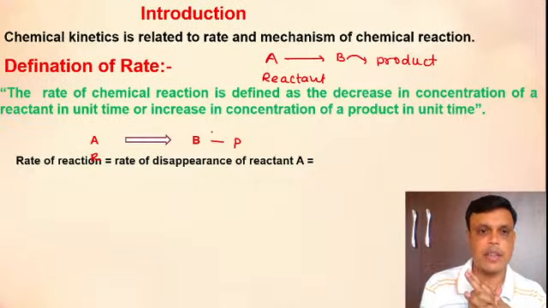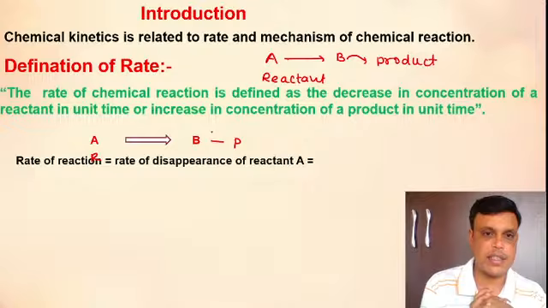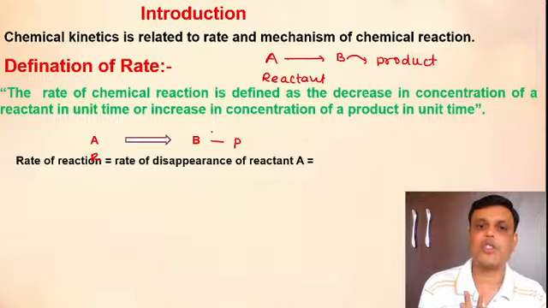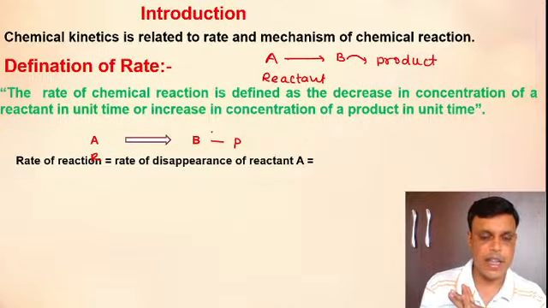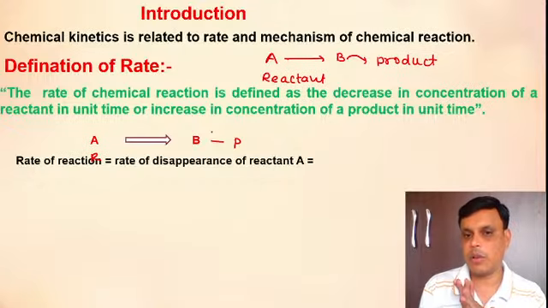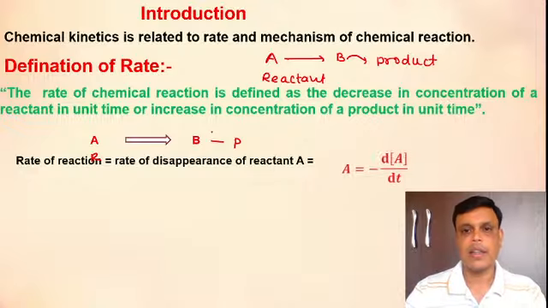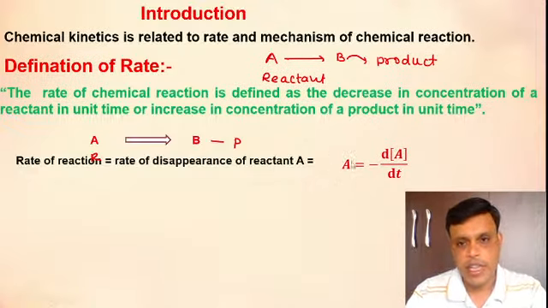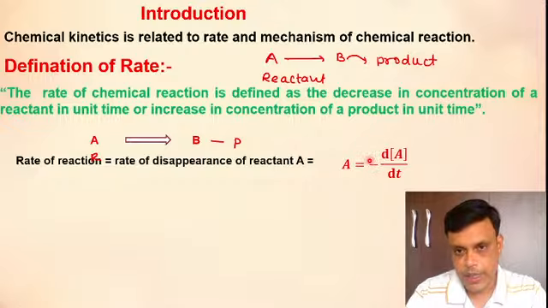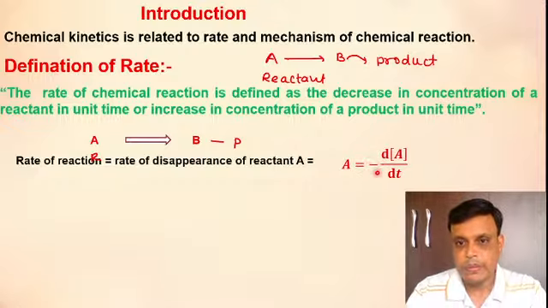So what happens during the course of reaction? Concentration of reactant A goes on decreasing and concentration of product B goes on increasing. So mathematically, how will you write? See here, rate of reaction with respect to reactant A, negative sign, minus d concentration of A upon dt.